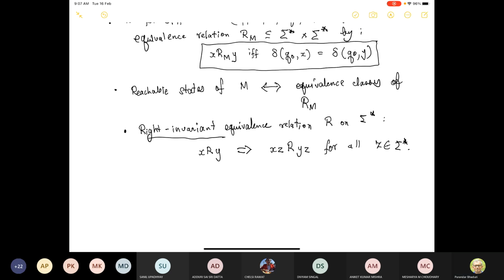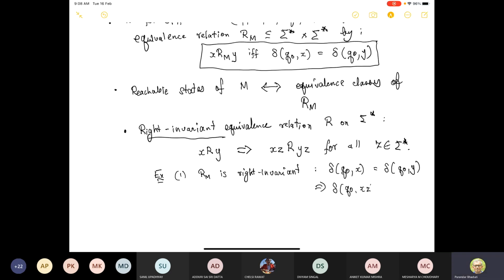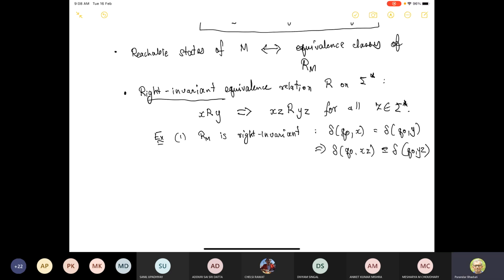So that's a right invariant equivalence relation. And it's easy to show that RM is right invariant. Because delta Q0 x equals delta Q0 y implies delta Q0 xz equals delta Q0 yz, right? So that's why RM is right invariant.